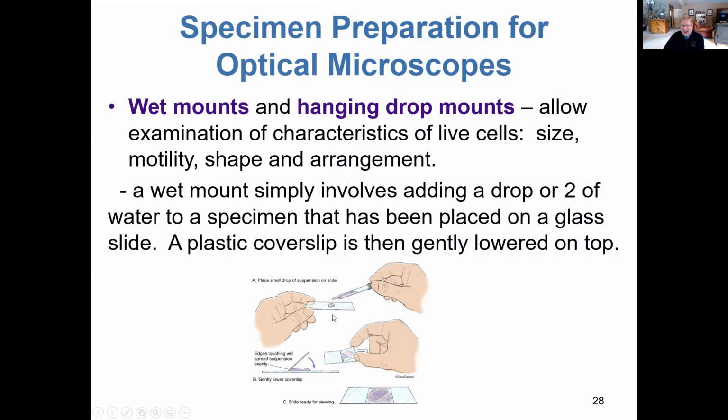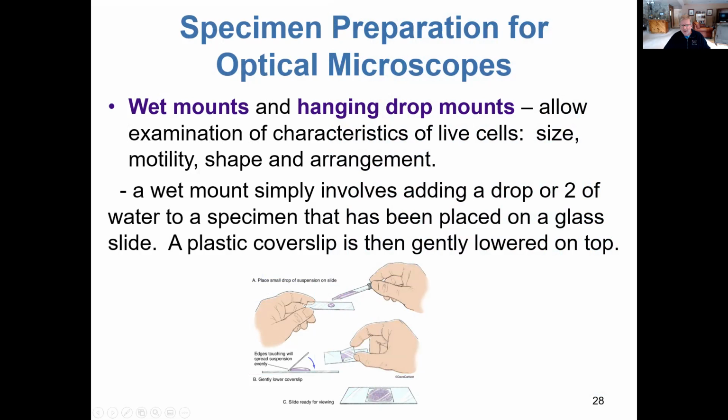But you've got to add some sort of liquid suspension to your specimen. If it's pond water, it's already liquid. If it's a little piece of leaf off a tree, you'd stick that on the slide and you'd put a drop of distilled water on the leaf. And then you would add a cover slip on top of that. And that basically would result in the formation of what's called a wet mount. It's very, very simple to do.